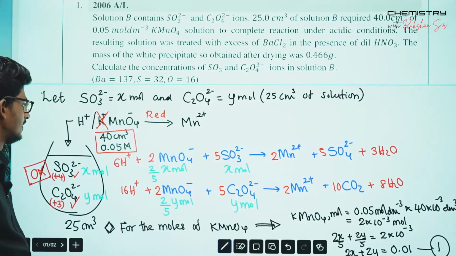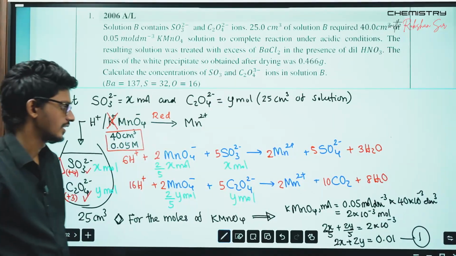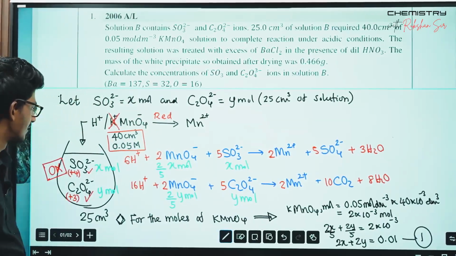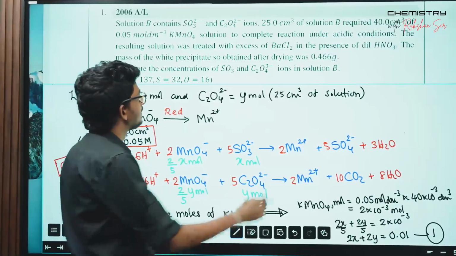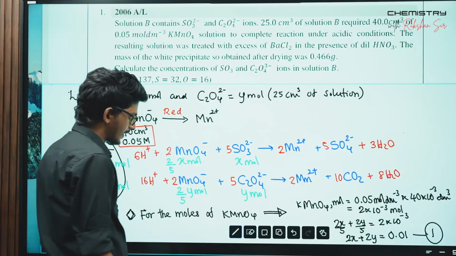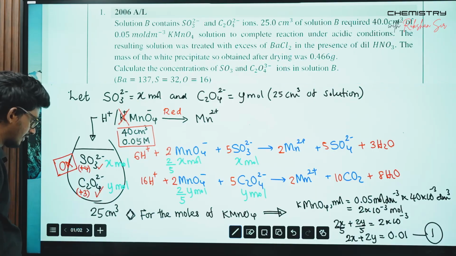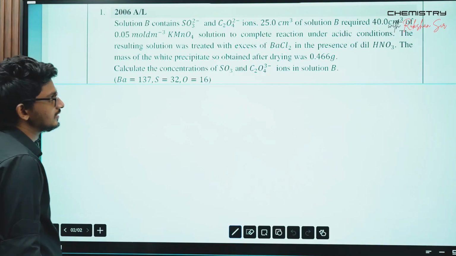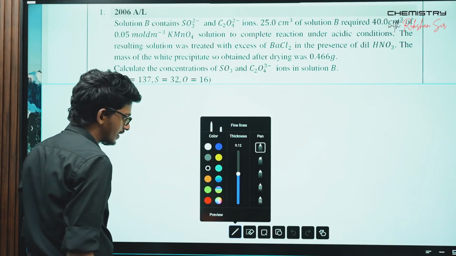Okay. So as to solve for two unknowns, basically we need two simultaneous equations. Now we had come up with one simultaneous equation like this. Let's come up with the second one with the use of this precipitation data. So what are they saying? They are saying the resultant solution was treated with excess of BaCl2. So let's come up with the resultant solution.